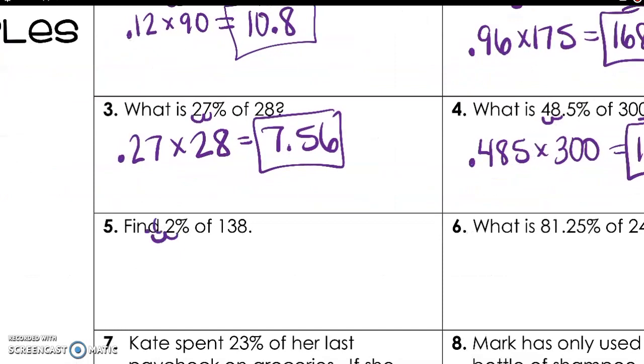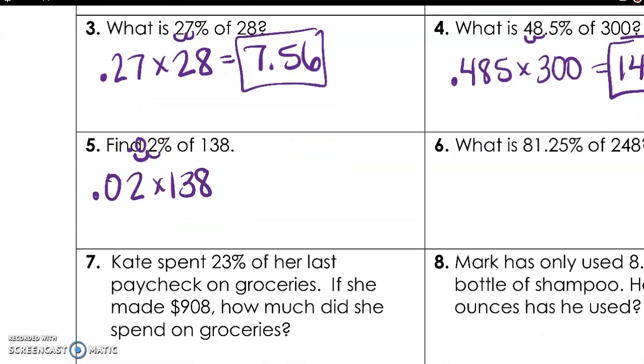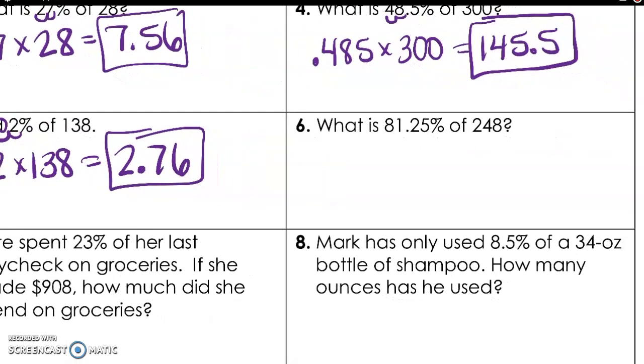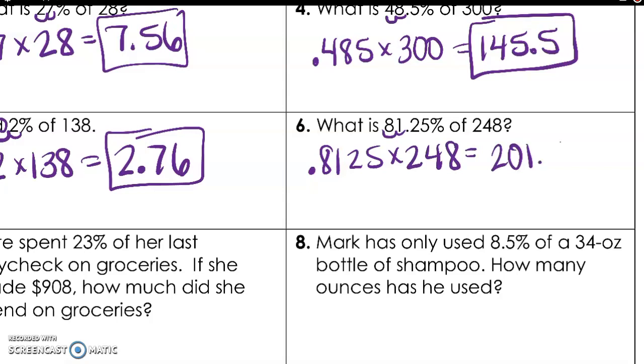2%, again, when you move it twice, you have to add that 0 in front, 0.02 times 138, not 0.2, that would be 20%. 0.02 times 138 gives us 2.76. Number 6, 81.25%. Move it twice, 0.8125 times 248. That gives us 201.5.